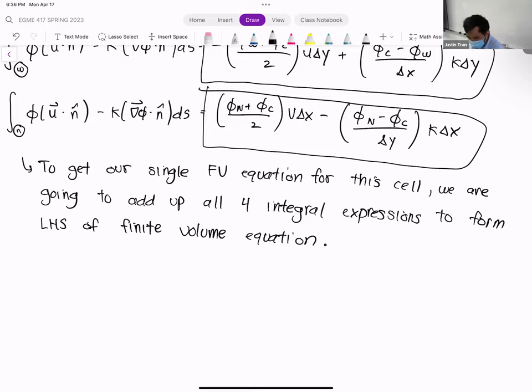But I did want to make sure I get to the finite volume equation before I spill my snot all over this desk. Anything like crazy.